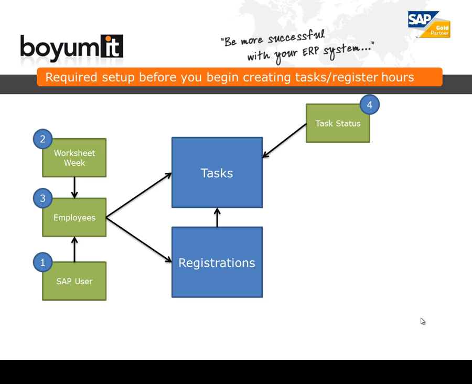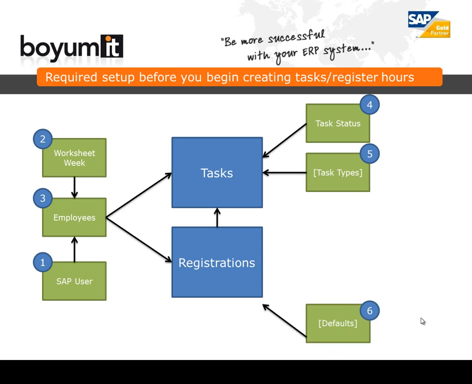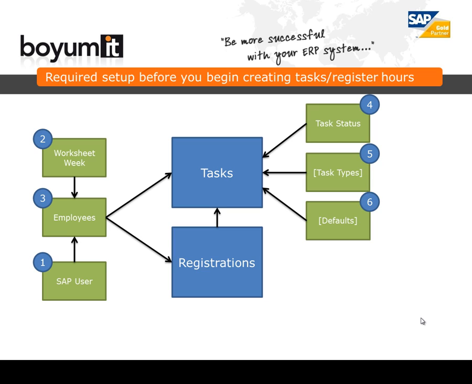Our fourth item is adding task statuses. There are some default task statuses on how a task reacts, but you can add more or manipulate the ones that are already there. Optionally, we need some task types for categorization of tasks. And finally, we have the option to set some defaults on how a task should look. I will now go to Business 1, showing you the different configurations we need to do in order to be able to make our first task.